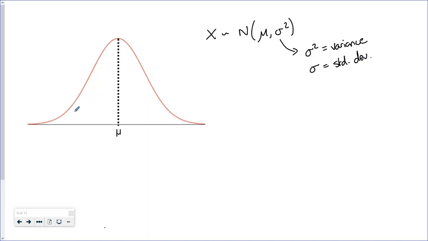And the first thing that's useful to know is that the total area underneath this curve is 1. And that's because we know all probabilities add up to 1. So if you were to integrate underneath this curve from minus infinity to infinity, you'd get 1 as your total area.